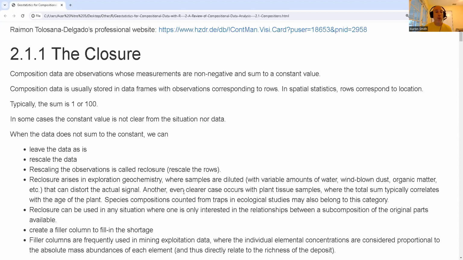Typically we're going to have composition data stored in our data frames where our observations correspond to rows. In spatial statistics, each row will correspond to a location, and columns will correspond to specific fields that we're interested in. Most of the time, if we don't have a reason not to, we're going to sum to 1 or 100: 100 for percentages, very easy, 1 for fractions. Whichever one you choose doesn't really matter. You just have to be consistent.